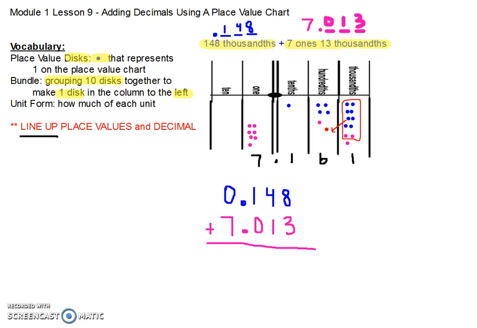And then it's just adding like you would normally do. 8 plus 3 is 11, so I leave the 1 and carry the 10. 1 plus 4 is 5, plus 1 is 6. 1 plus 0 is 1. I drop my decimal down, and then 0 plus 7 is 7. And I have the same answer in 2 different ways, which would definitely convince a skeptic.